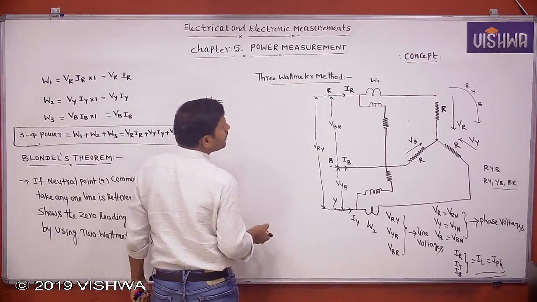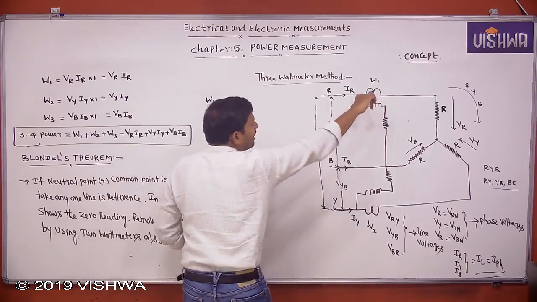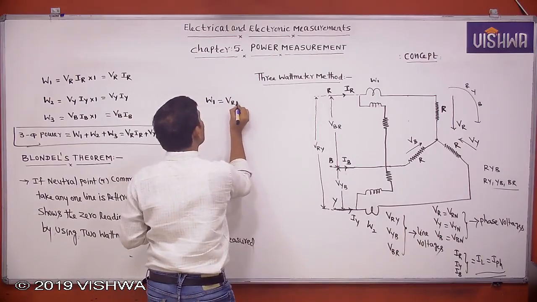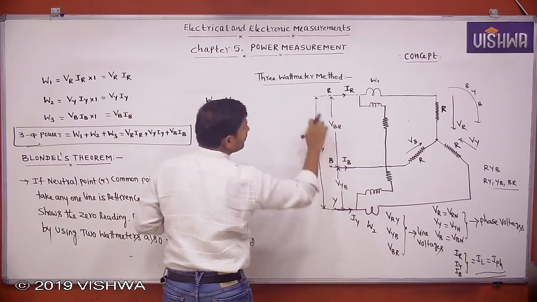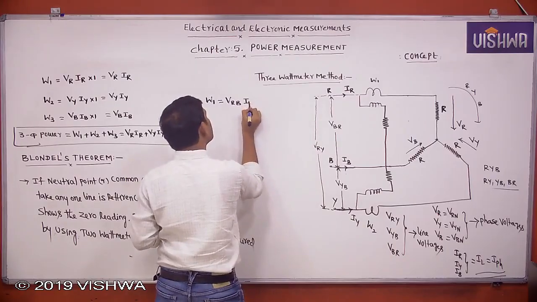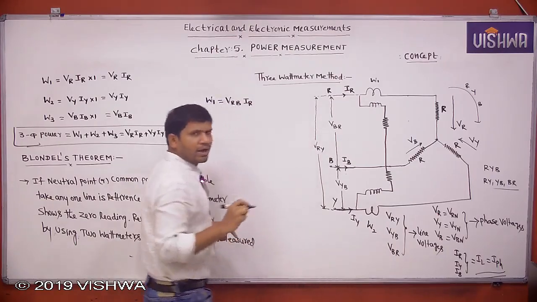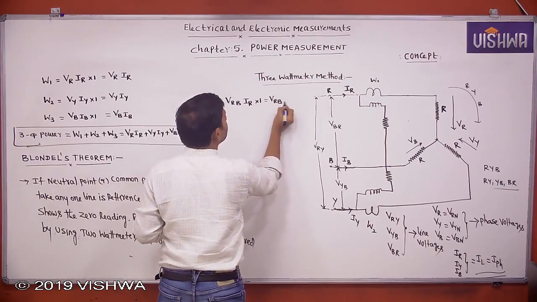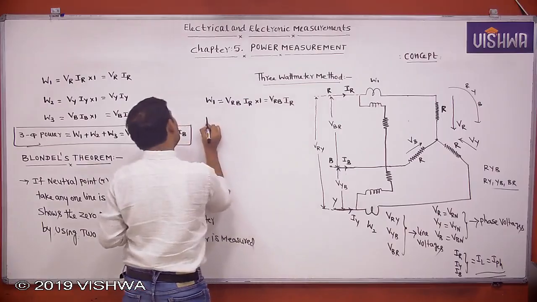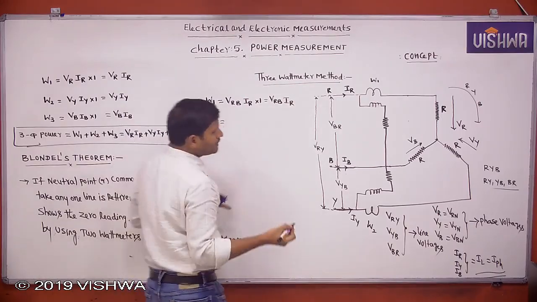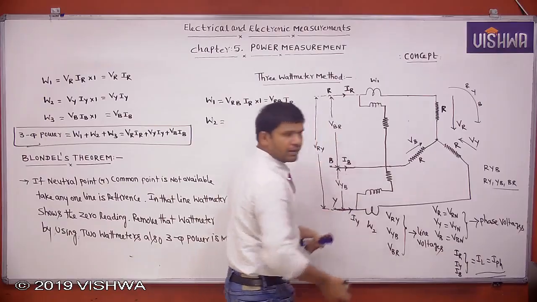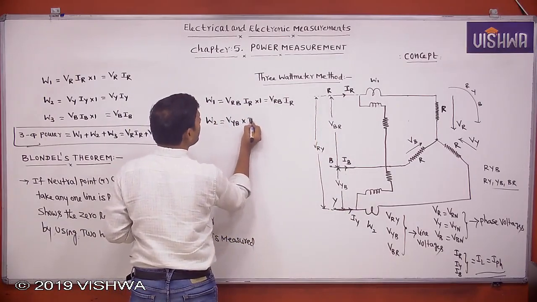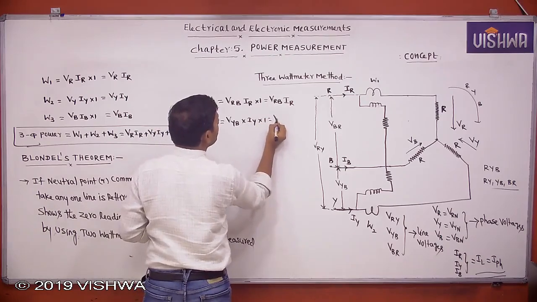Then what is W1? W1 equals pressure coil reading. Pressure coil measures between R and B, that is VRB, into IR. But power factor is unity because of resistive load, so this is into 1. That is VRB into IR. Similarly, what does W2 measure? W2 measures VYB. This is VYB into IY into 1, that equals VYB into IY.